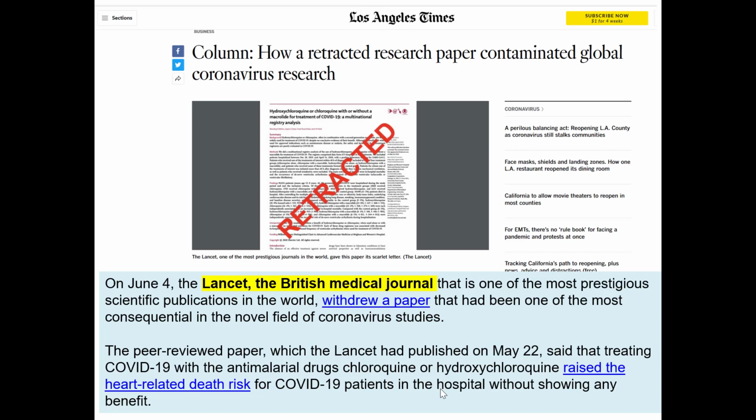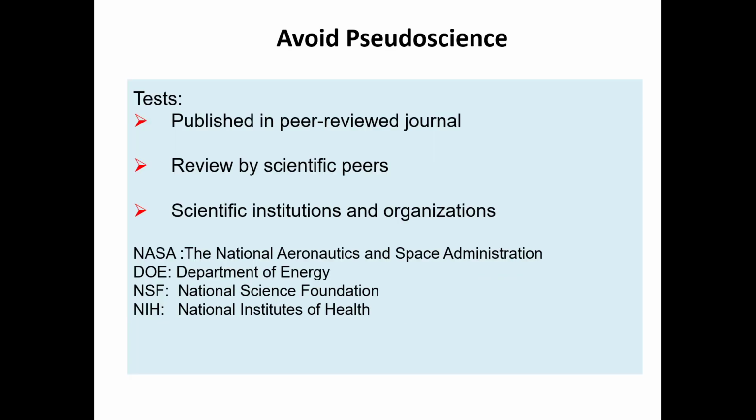Then, in order to avoid pseudoscience, whatever we publish in science must be in a peer-reviewed journal. This must be reviewed by scientific peers, but we can see in the previous example that sometimes it doesn't work.